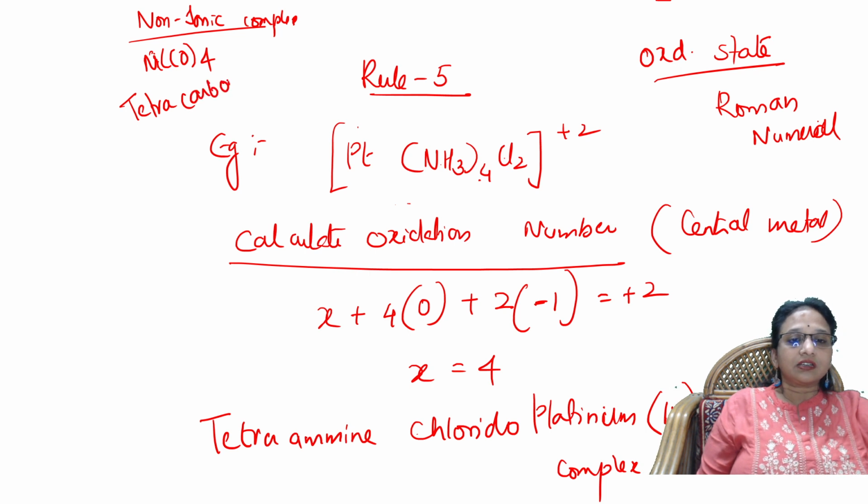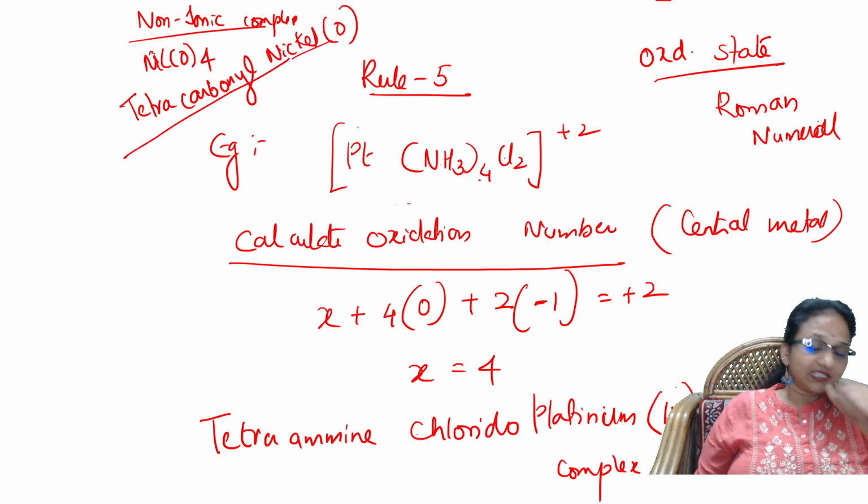Tetracarbonyl nickel. There is no oxidation state, it is neutral, it is 0. Okay? Like that. Remember these 5 rules, it is easy.